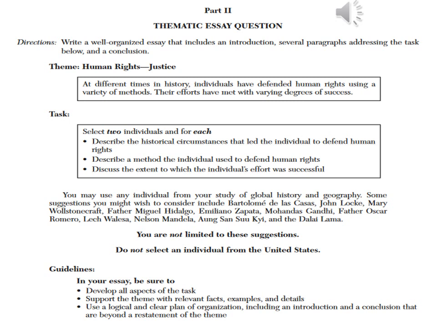So if you know another individual who fought for human rights, you can use that individual, but do not select an individual from the United States. So for example, you can't use Martin Luther King Jr., even though he did fight for human rights. He is not a person that should be included in a global history essay.